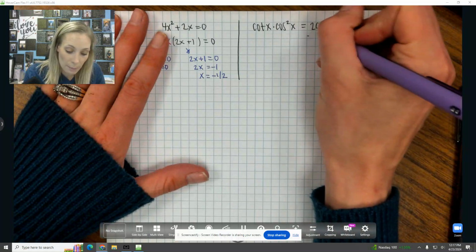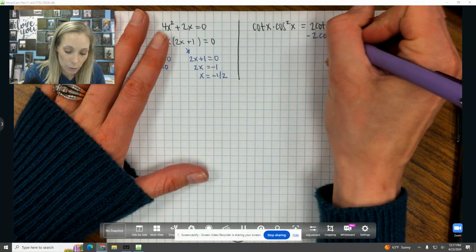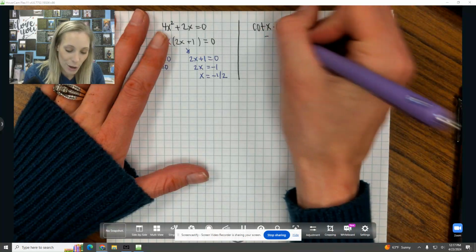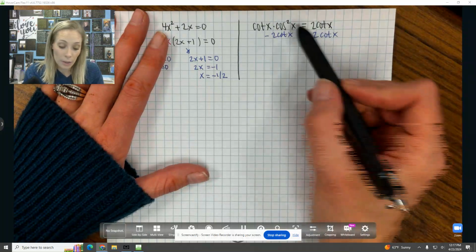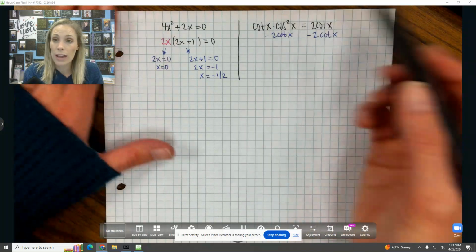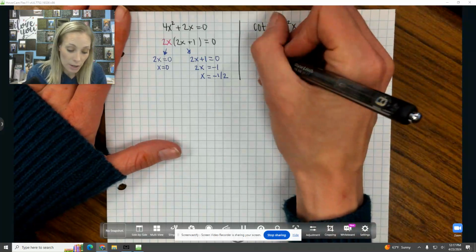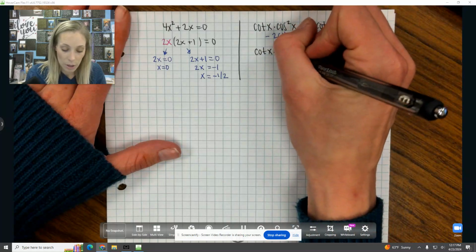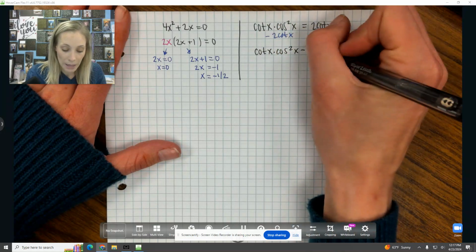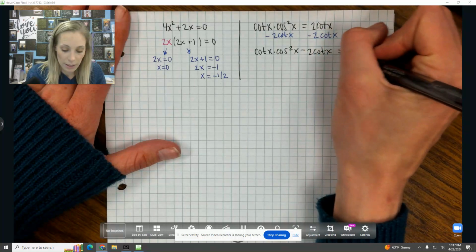So to do that, I'm going to subtract 2 cotangent of x from both sides. Now, these are different terms, so they have to stay separate. So it's really going to look like this: cotangent of x times cosine squared of x minus 2 cotangent of x equals 0.